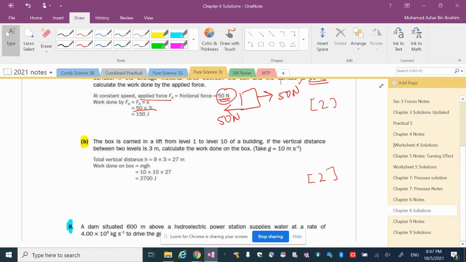All right, a box is carried. Okay, this one also quite easy. You just the work done is equals to mgh.